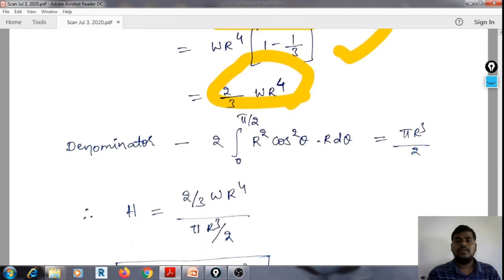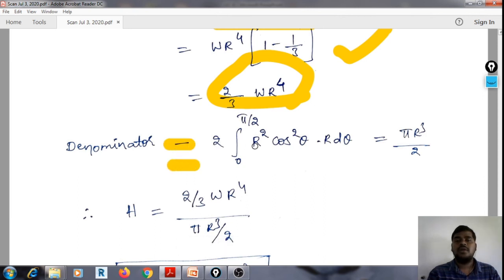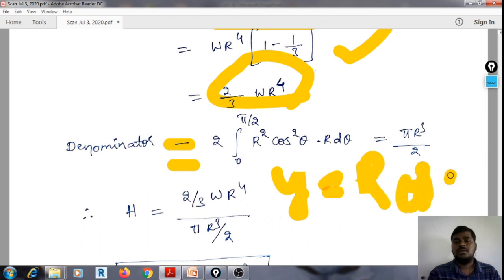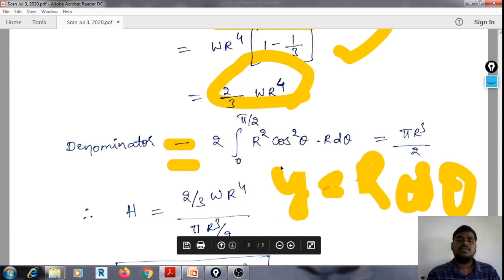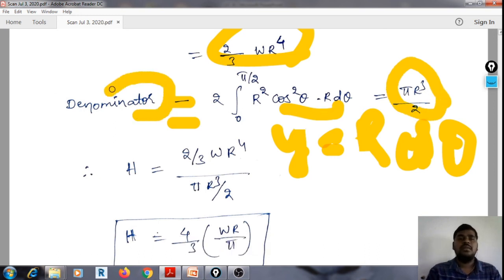And the denominator, integral of y square under root, 2 times, this is actually 2 times 0 to pi by 2, r, y is nothing but r cos theta. Y we have written as r cos theta, that is r square cos square theta, and ds we have r d theta. Upon simple overall calculation we get pi r cube by 2. For the calculation of the denominator, please have a look at the previous videos so that you can get it.